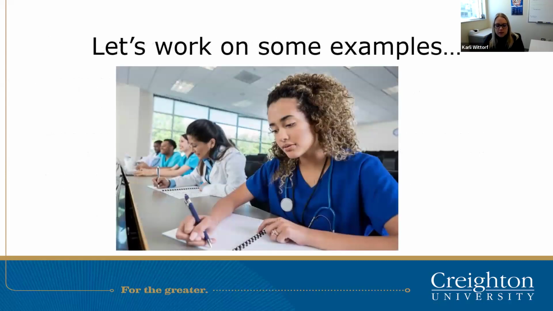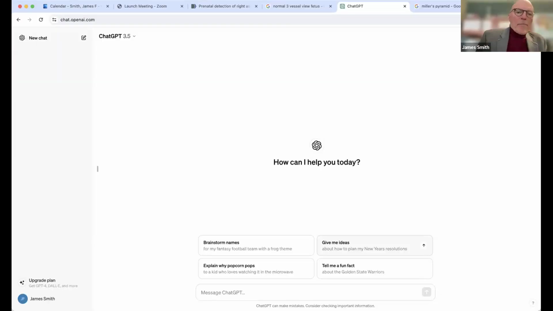So we'll move into working on some examples, and I'll stop sharing my screen, because I think, Jim, you have this set up for ChatGPT, right? Yes, I do. Okay.